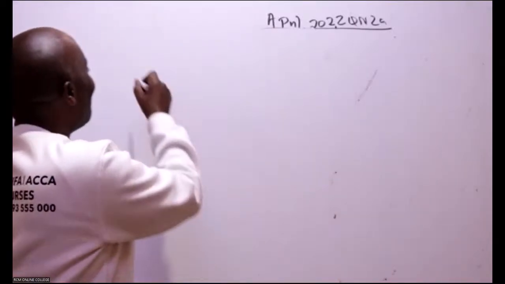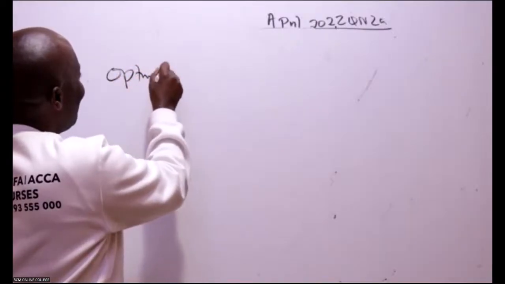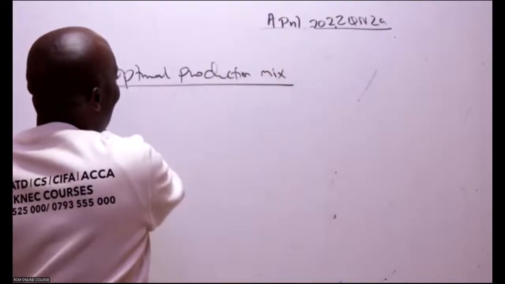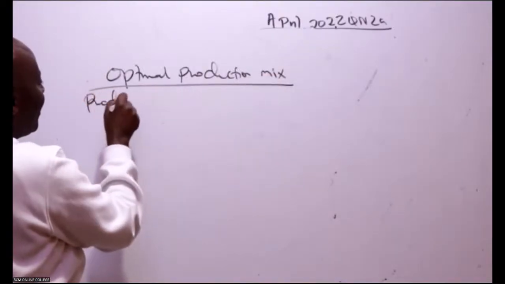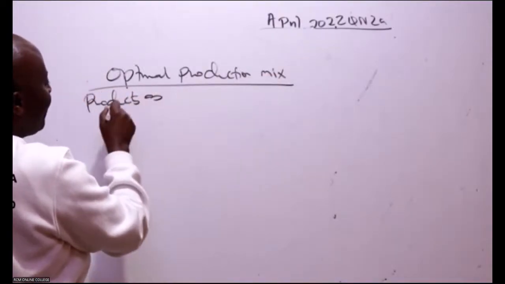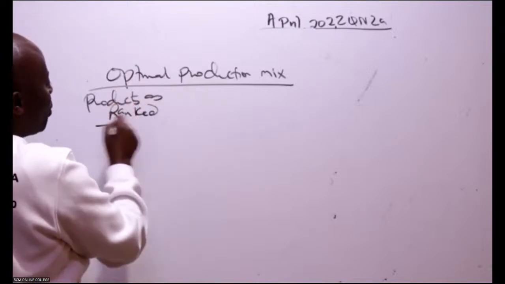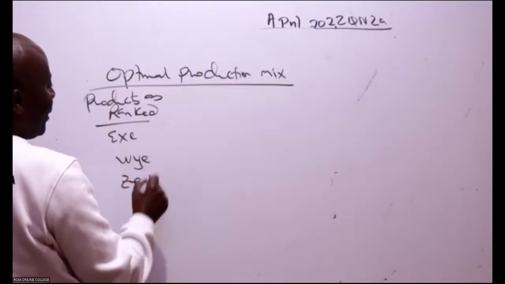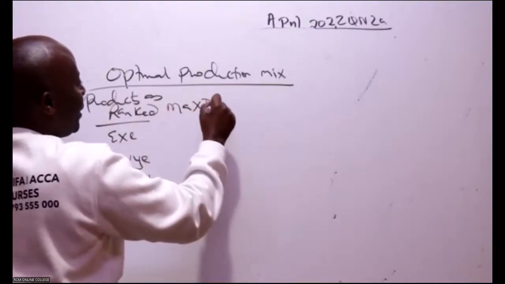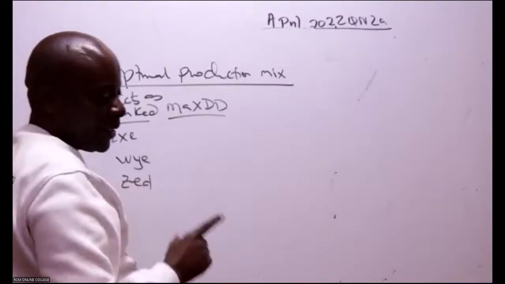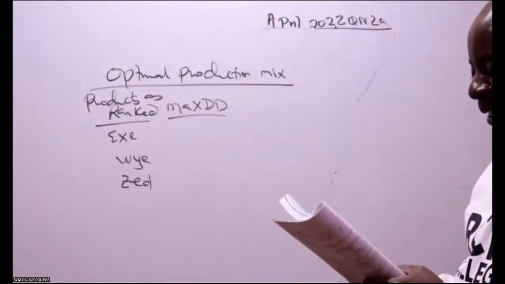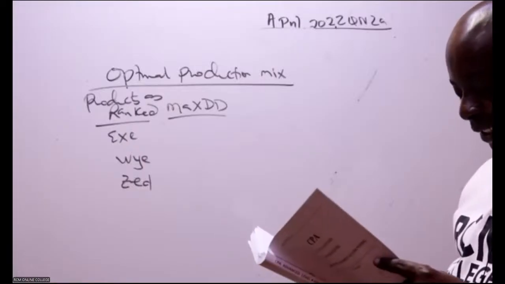So the optimal production mix. We have in this case products as ranked, so they are ranked very well: X, Y, and Z. Give us the maximum demand. Are you able to see the maximum demands, you ninjas?